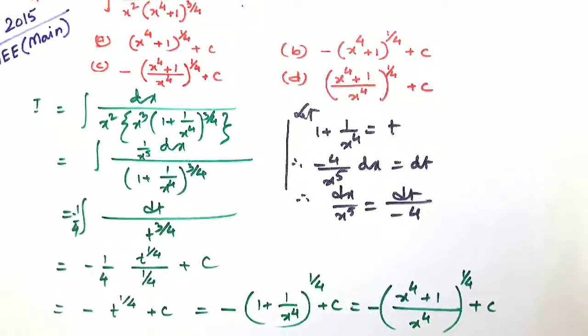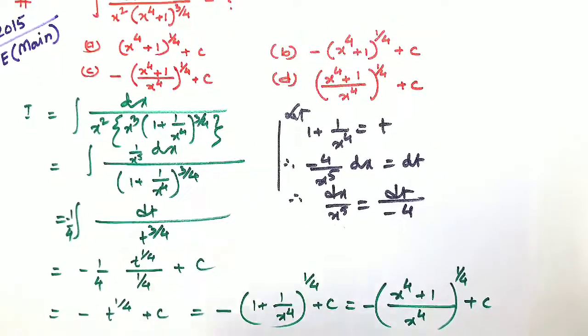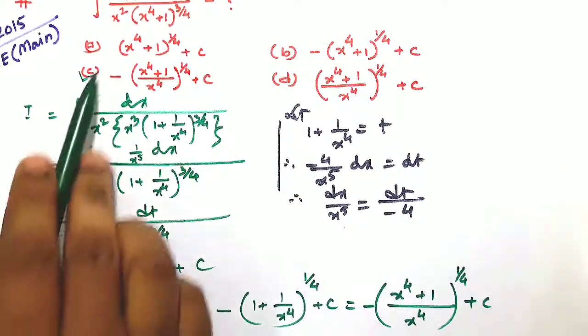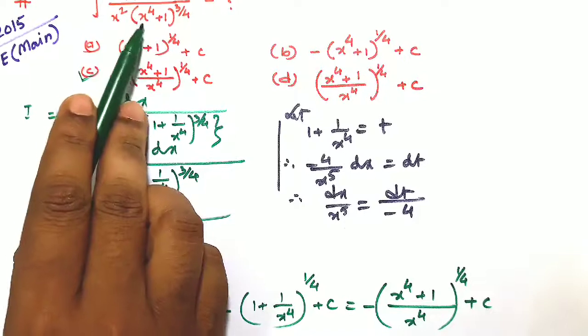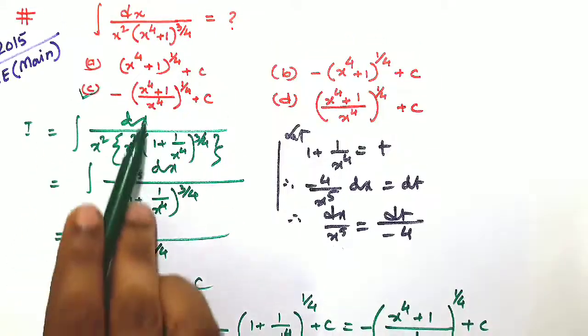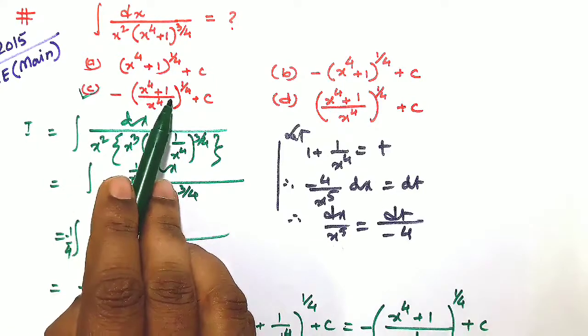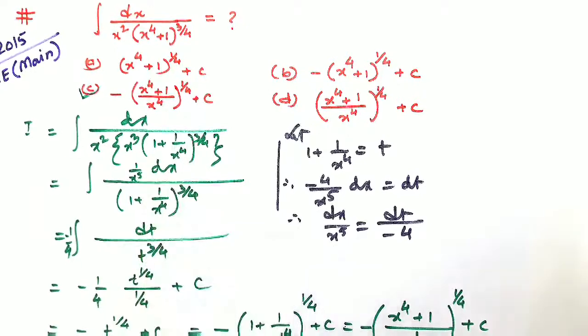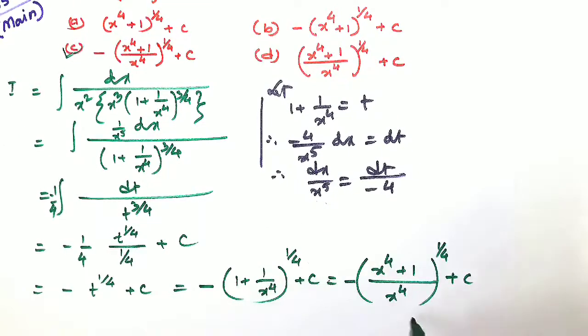Find the option. Yes, the option is C, that is integration dx upon x square into x to the power 4 plus 1 whole to the power 3/4 is equal to minus x to the power 4 plus 1 divided by x to the power 4 whole power 1/4 plus c. This is the result.